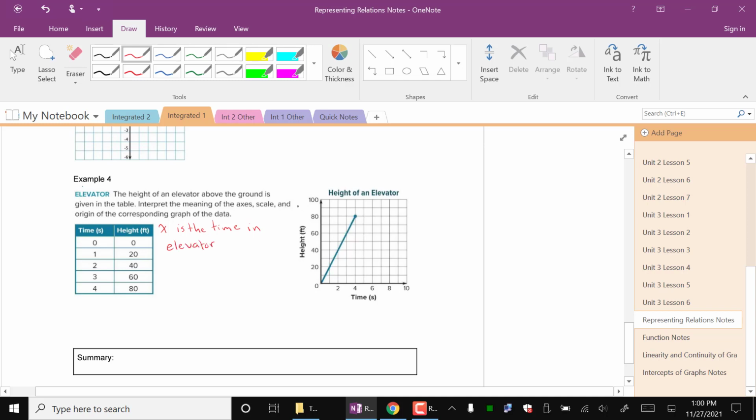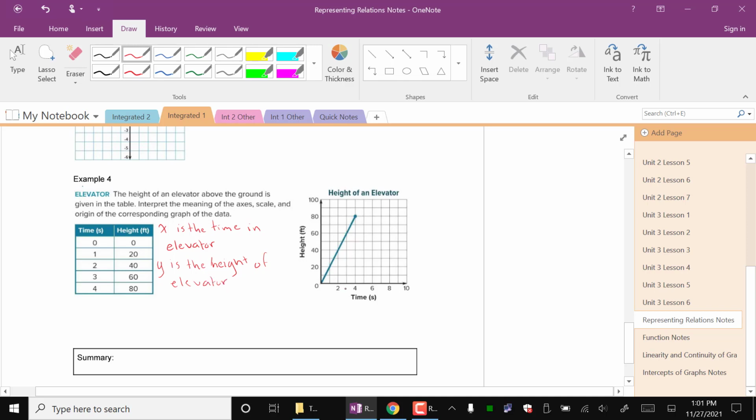So our y is going to be this point over here. Our y is going to be the height. Again, going back to independent, dependent. This is going to be our independent. This is going to be our dependent. We don't need to give it for this problem. I just wanted to refer back to it so you could see it again. Y is the height of elevator. And that's going to be in feet.